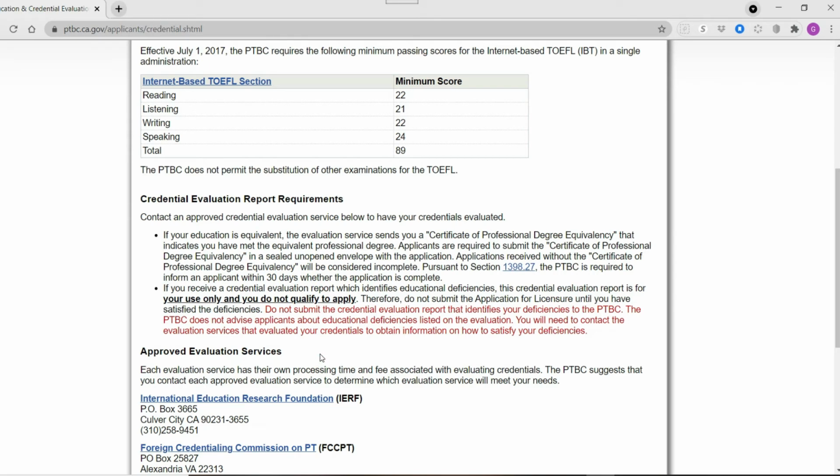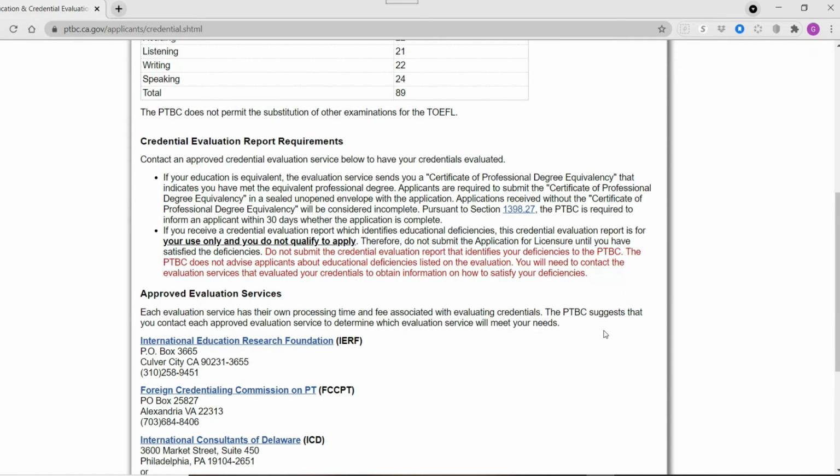Okay, you have to complete all the requirements, all the subjects, all the deficiencies completed before you can start your application in California. Do not submit the credential evaluation report that identifies your deficiencies to PTBC. The PTBC does not advise applicants about educational deficiencies listed on the evaluation. You will need to contact the evaluation services that evaluated your credentials to obtain information on how to satisfy your deficiencies. Okay. So that is very clear and that is in red ink. So that is extremely important for you to remember.